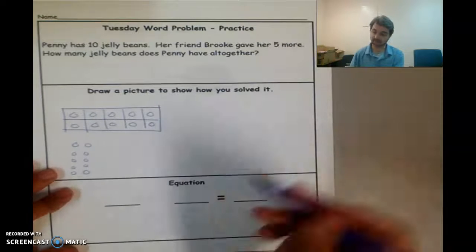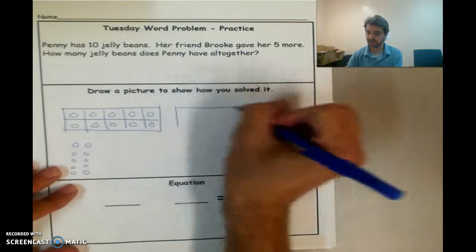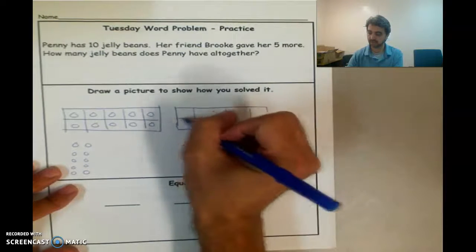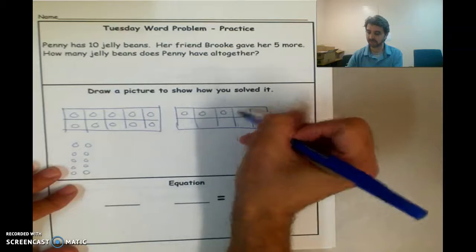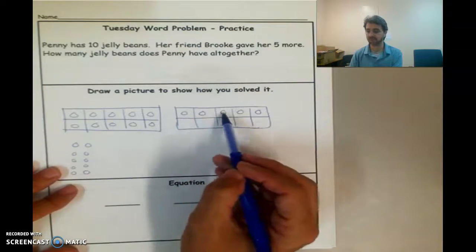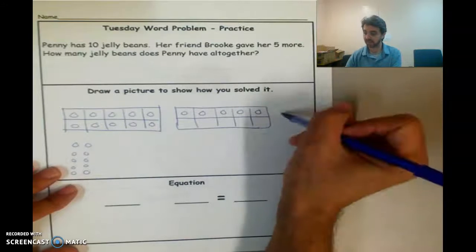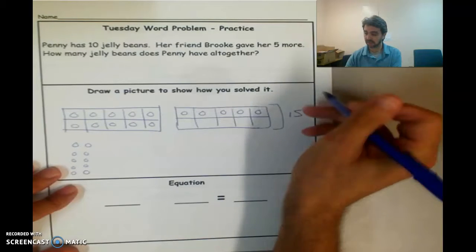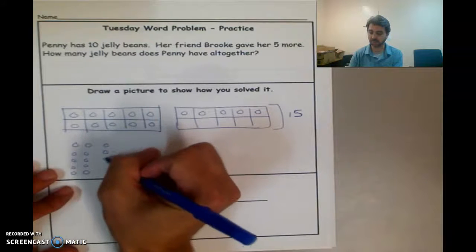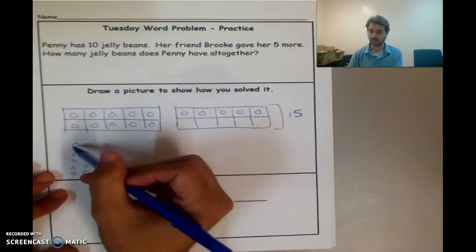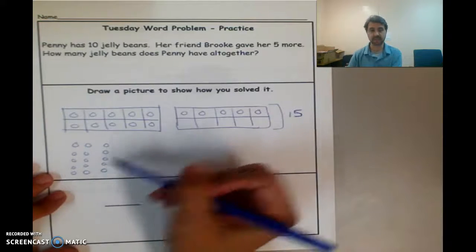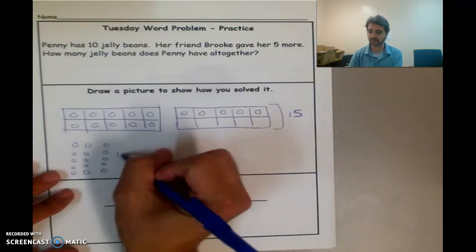But she got 5 more, so I'll put another 10 frame here. 1, 2, 3, 4. I'm going to fill up this top row because I know that makes 5. So I've got 10, 11, 12, 13, 14, 15. So I got 15 as my answer. Now if I did it this way, I drew 10. Let's draw 5 more. 1, 2, 3, 4, 5. So I've got 1, 2, 3, 4, 5, 6, 7, 8, 9, 10, 11, 12, 13, 14, 15. So that also equals 15.